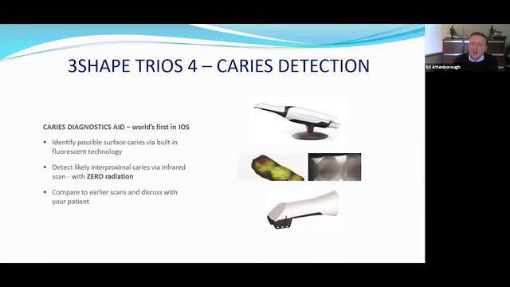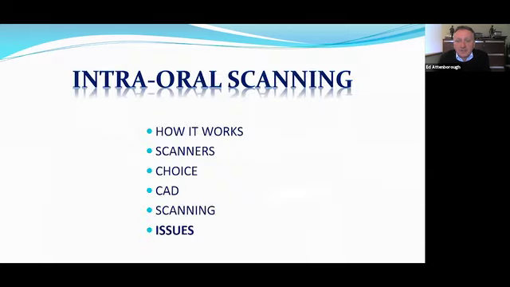But also in automatically identifying caries. So we can see here, this is a feature with Trios, the 3Shape scanner, that it will highlight potential areas of caries. So AI, artificial intelligence in software, is a big growth area, and I think we're going to see a lot more of this in terms of the intraoral scanner becoming a diagnostic aid as well as a recording aid in the future.